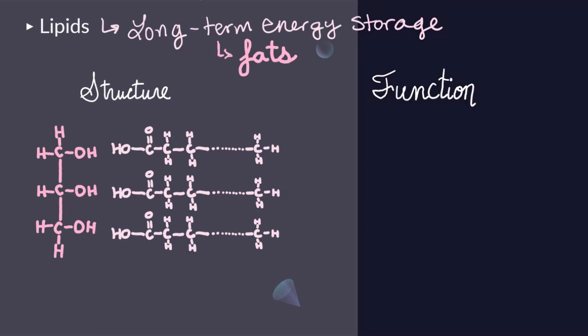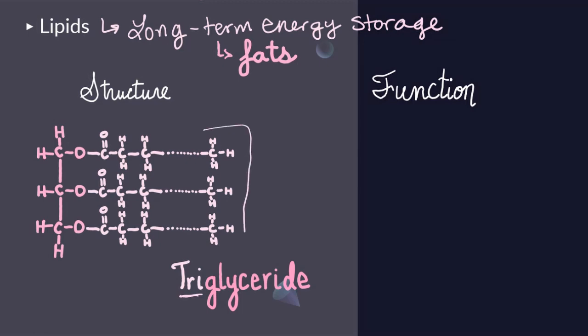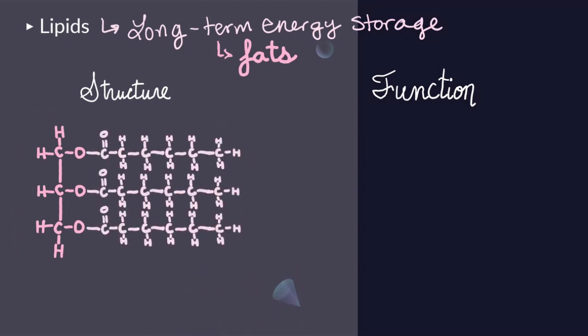Now, remembering back to our discussion on monomers and polymers, we join our glycerol head, or our glycerol backbone, to these 3 fatty acid tails via a dehydration reaction. So we end up getting something like this. What you see here is what we call a triglyceride. Tri for the 3 fatty acid tails, and glyceride referring to the glycerol backbone. Now, there are 2 types of fats. We have our saturated fats and our unsaturated fats.